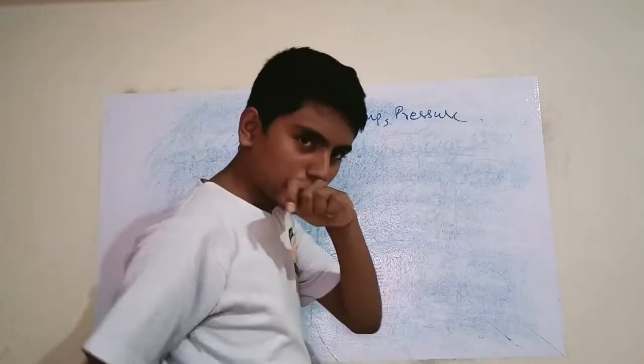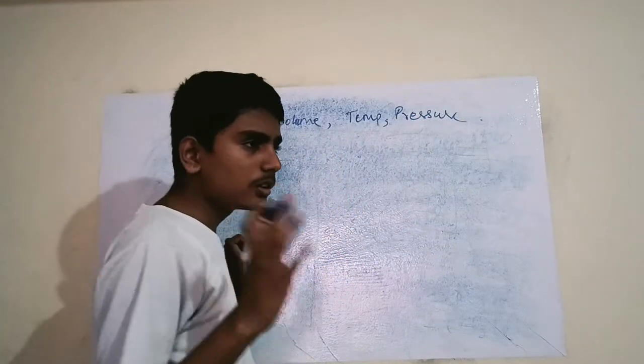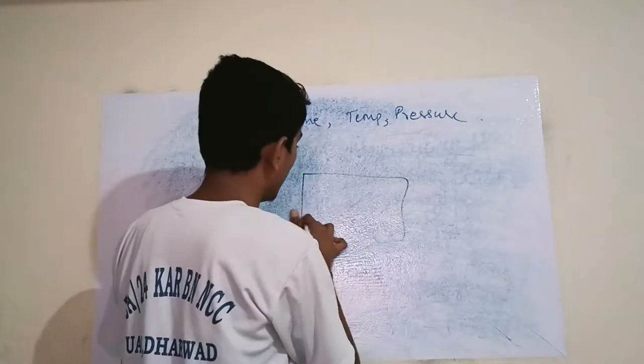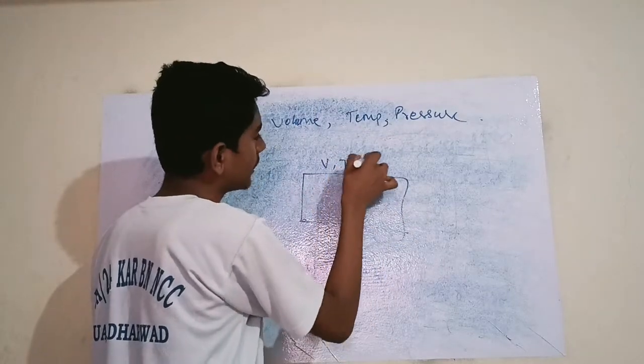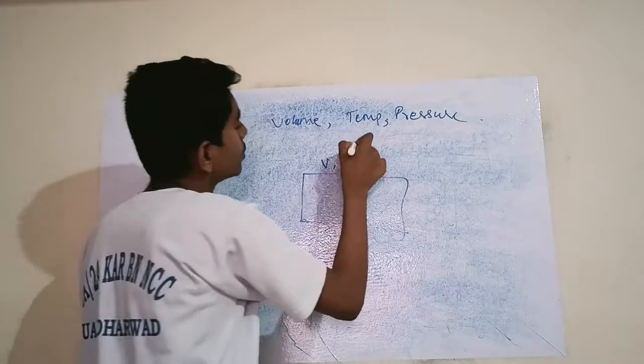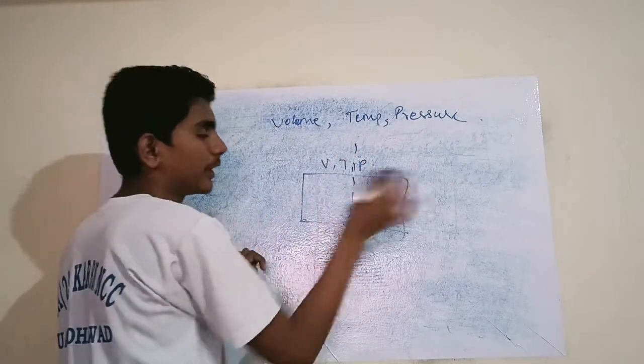Okay, how to do those questions? You assume a room of some volume V, temperature T, pressure P. You divide that room into two equal halves.